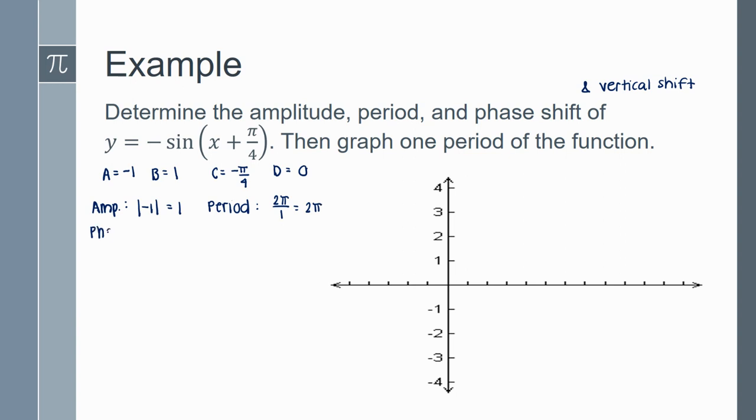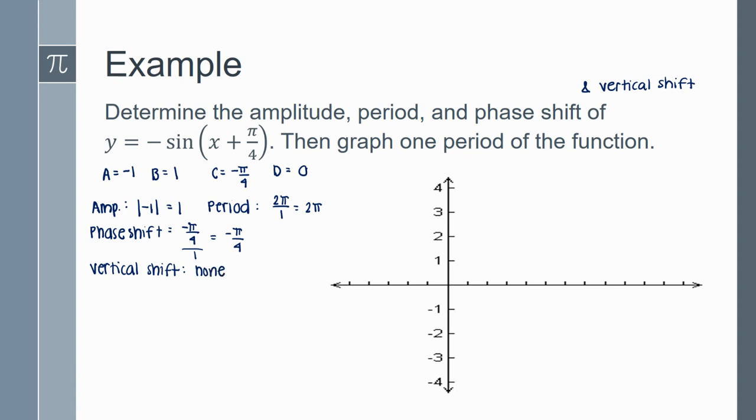My phase shift, remember, is always going to be c divided by b. So c is negative pi over 4. If I divide that by b, which is 1, that means negative pi over 4 is my phase shift. And then my vertical shift is going to be whatever d is. So in this case, because I have d as 0, there is none.